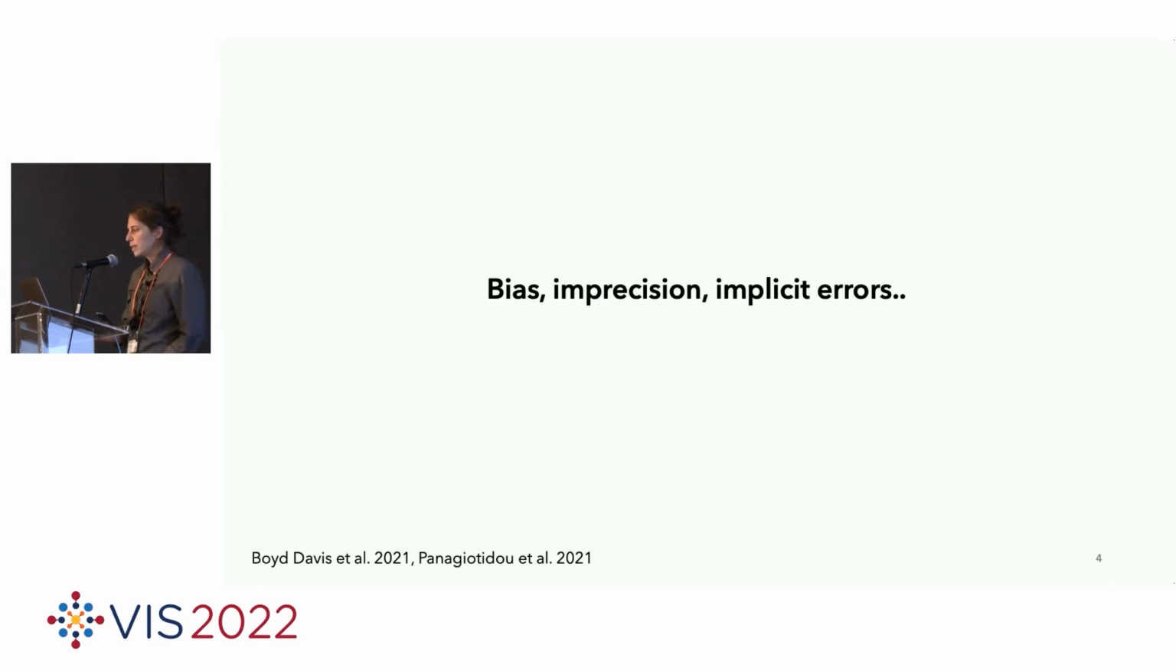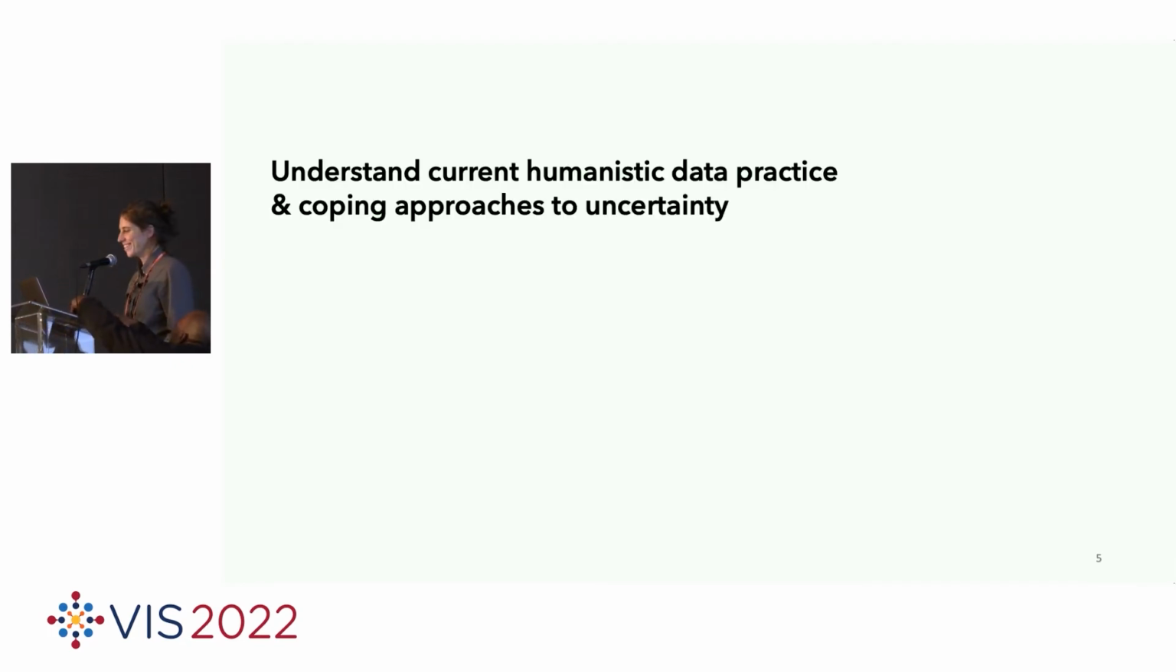Nevertheless, a topic that has been less discussed in humanistic visualization are problems of uncertainty. Bias, imprecision, and implicit errors are shown to bring skepticism, even mistrust, to humanists working with visual analytics tools. Visualizations often look too objective to be representative of the messiness that humanistic data have. And that is exactly the motivation of our research. We wanted to better understand the current humanistic data practice and coping approaches to uncertainty in order to be able to represent uncertainty in meaningful ways for humanistic inquiry.